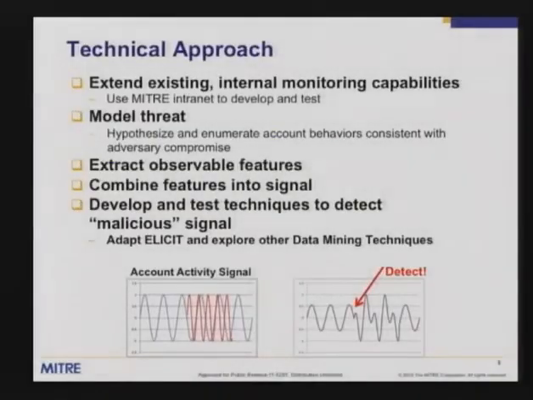Any other questions? Okay. So this was the approach that we took to try and extend the existing illicit research that had been done. We were using our MITRE intranet to develop and test this. This was our corporate network that was internal to MITRE. We were modeling the threat, so we hypothesized and enumerated different behaviors that could be done. Then we did the standard thing you do. Once you have behaviors, you extract the features that are detectable, you get some sort of signal, and then you're really trying to detect when that signal fundamentally shifts, because that shift is the depiction of someone adding additional behavior into your mixture.